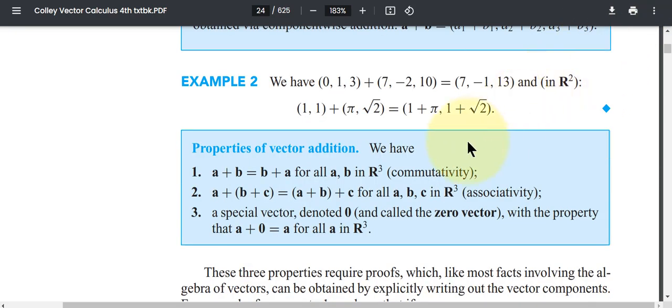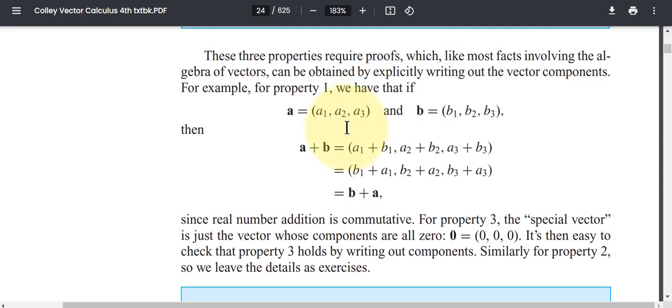Now, because of that definition of addition, it's not hard to show that a plus b is equal to b plus a, but you would have to show that. And also a plus b plus c is the same as this one where you do it in a different order. Okay, we also have a vector called the zero vector, and that has the property that a plus this zero vector is equal to a.